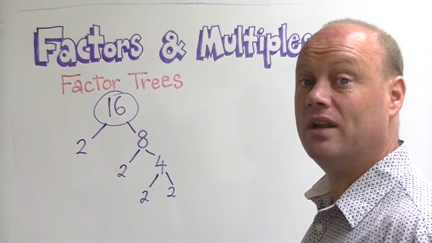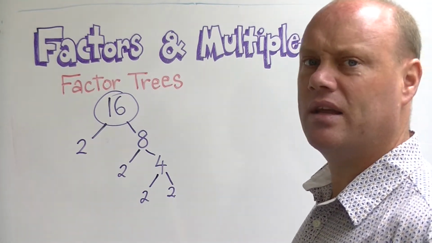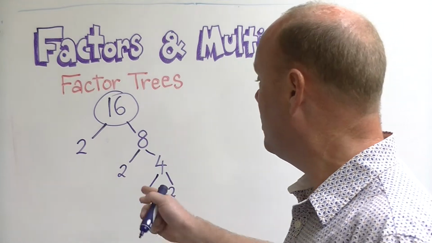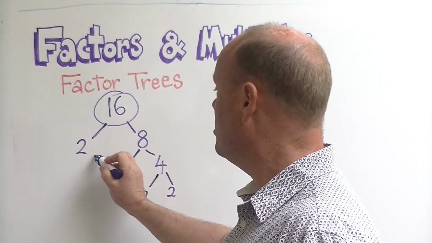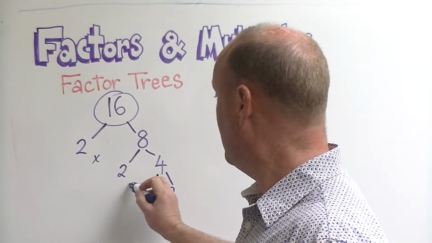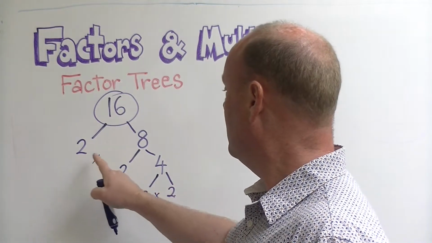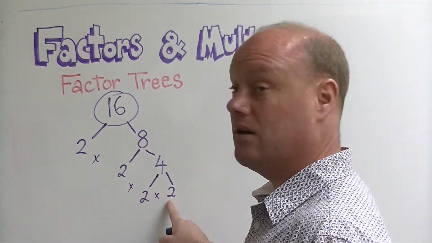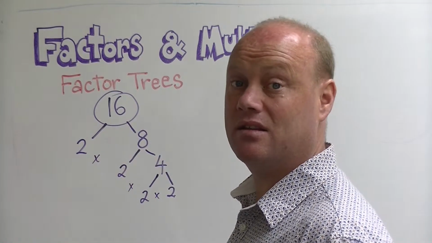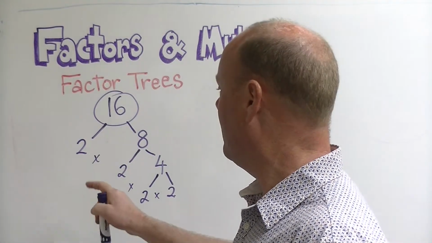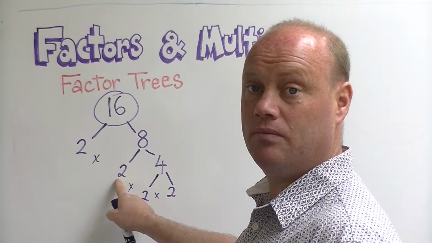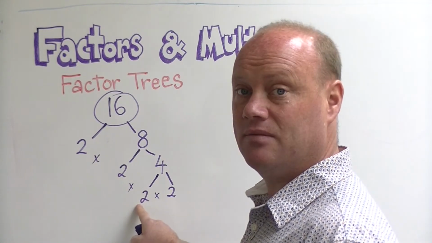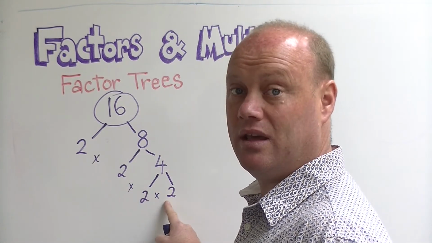Now, here's something really interesting. If I actually do this in reverse and multiply these numbers, I can check my answer and say 2 times 2 times 2 times 2 should get me back to 16. Let's think about that. 2 times 2 is 4, times 2 is 8, and times 2 is 16.